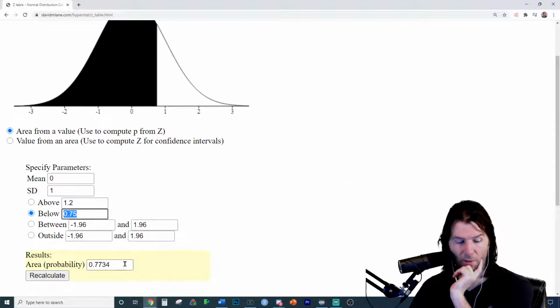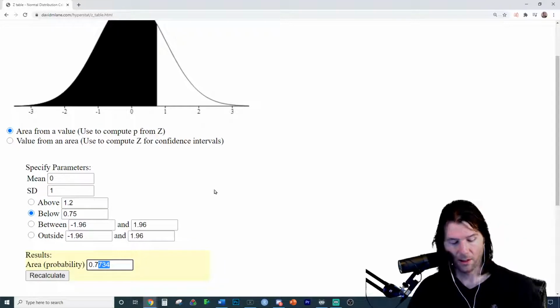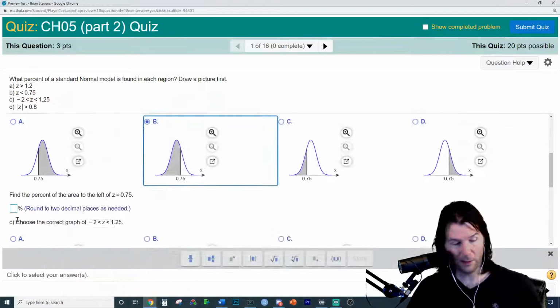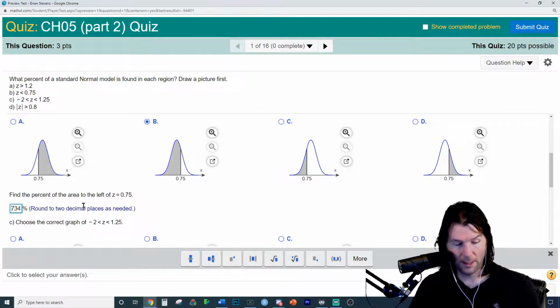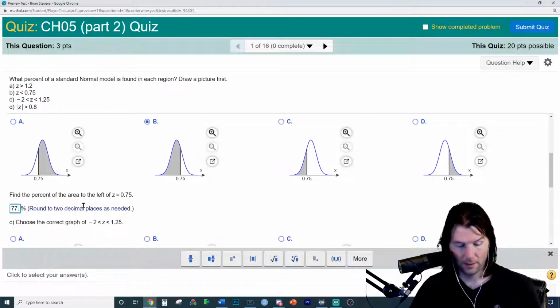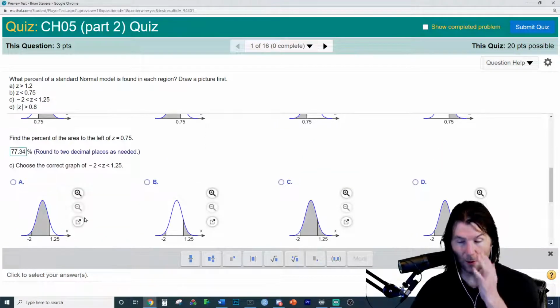So 77.34, I'm going to copy the numbers here. Copy paste, your best friend. You don't need to write these down. Go here and really? Okay, copy paste is not your best friend. Copy paste will get an answer wrong.